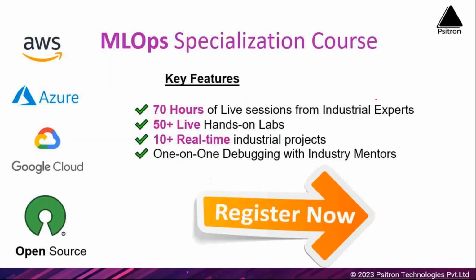So our MLOps specialization program includes 3 different cloud platforms, that is AWS, Azure, GCP, and open source tools. We call it a 360-degree view of MLOps. Completing this program, you can work for any different organization because we cover those particular tools here. So it's 70 hours putting everything together, 50 plus live hands-on labs, 10 plus real-time projects. At least one DevOps project will be covered on every cloud platform.